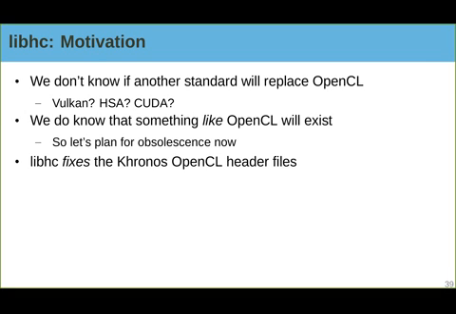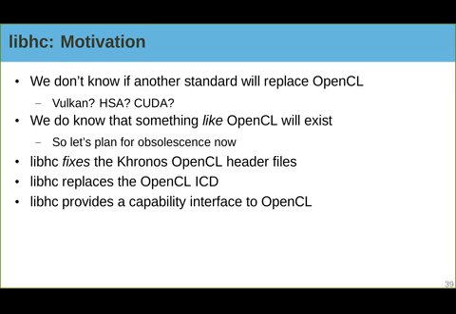So what we did is we planned for obsolescence in advance. Hopefully it doesn't happen, but if it does, we're ready for that. We also fixed up all the Khronos OpenCL header files. That's another kind of topic. But we've replaced the OpenCL ICD, and we've migrated libhc to a capability interface. So we've taken OpenCL and said, instead of looking at extensions in one fixed kind of architecture, let's just look at it as a set of capabilities, or buffet model. And that's what we've done in this project.